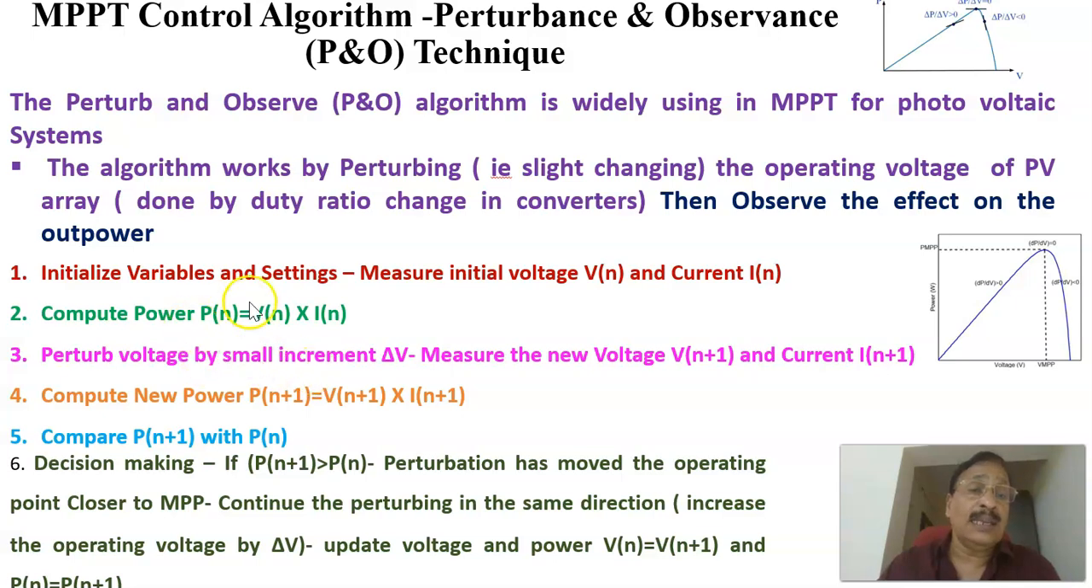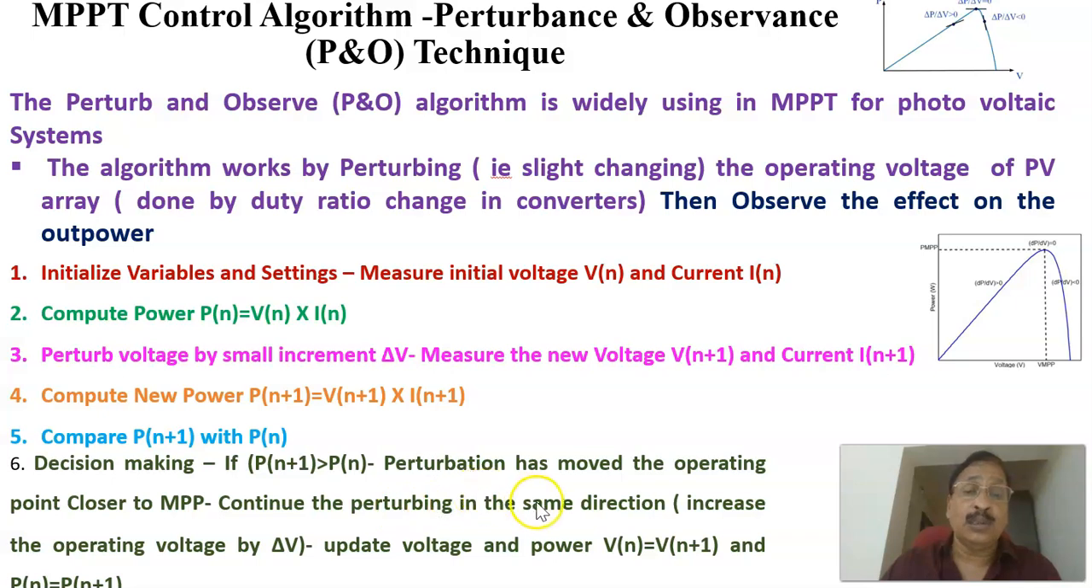After calculating Pn and Pn plus 1, next Pn plus 1 and Pn are compared. If the power calculated at a certain instant is more than the previous instant, that means the operating point is in this region. Therefore, if Pn plus 1 is more than Pn, the perturbation has moved the operating point closer to the maximum power point.